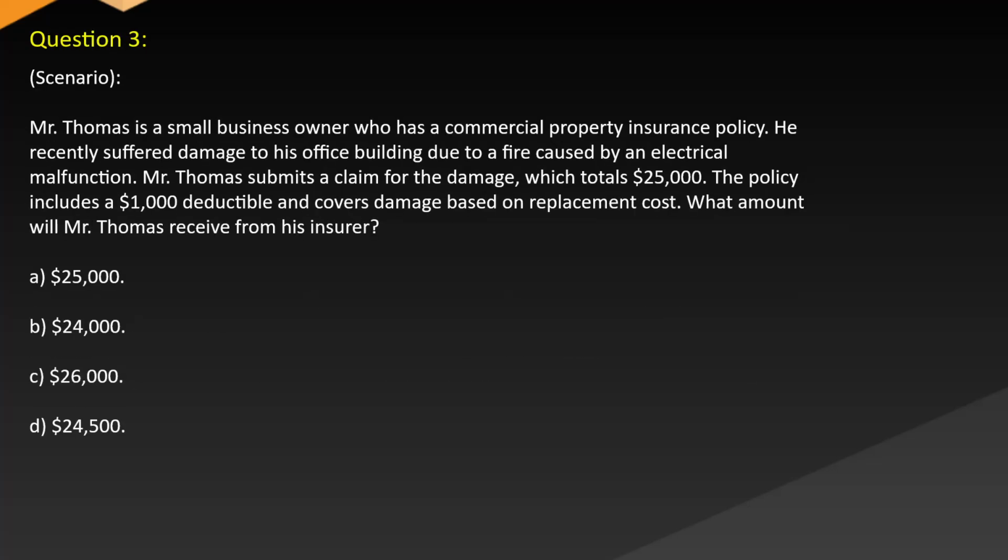Question 3 scenario. Mr. Thomas is a small business owner who has a commercial property insurance policy. He recently suffered damage to his office building due to a fire caused by an electrical malfunction. Mr. Thomas submits a claim for the damage, which totals $25,000. The policy includes a $1,000 deductible and covers damage based on replacement cost. What amount will Mr. Thomas receive from his insurer? A. $25,000. B. $24,000. C. $26,000. D. $24,500.